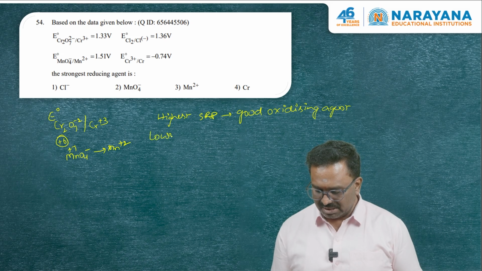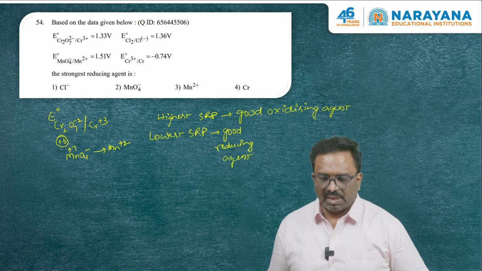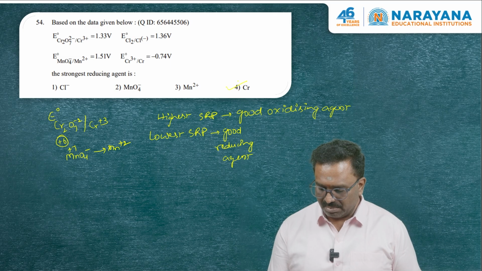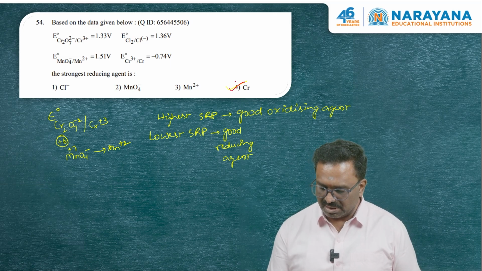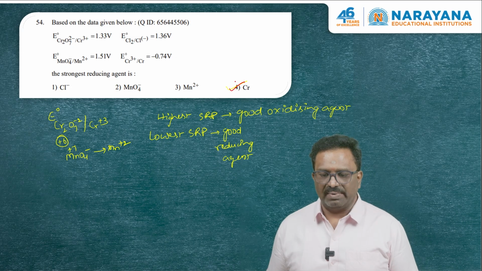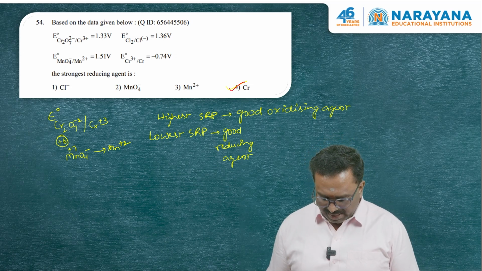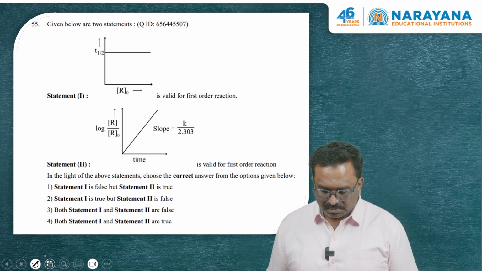Whereas the lowest standard reduction potential acts as a good reducing agent. What does it indicate? It readily donates the electrons. That means chromium is the best reducing agent among those based on the given SRP values. Let us see the next.